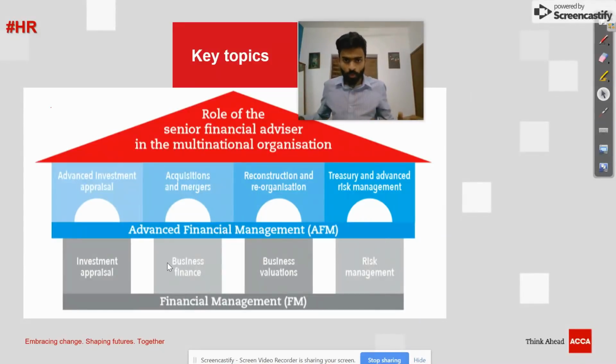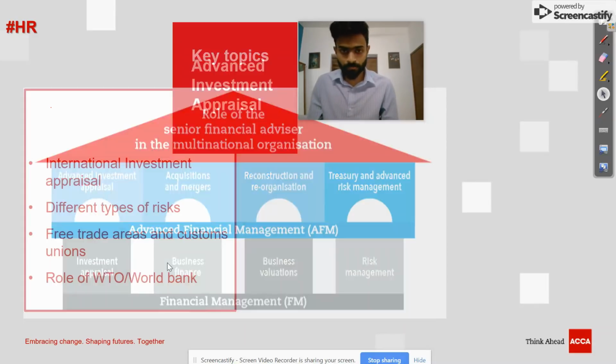Starting from the base of all these topics, we have a little more advanced topic in the Advanced Financial Management paper as a senior financial advisor in a multinational organization. The key topics are advanced investment appraisal, acquisitions and mergers, reconstruction and reorganization, and risk management. For all these key areas, I'll be explaining the expected topics for the June session.